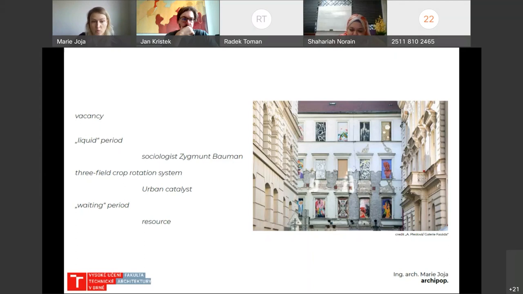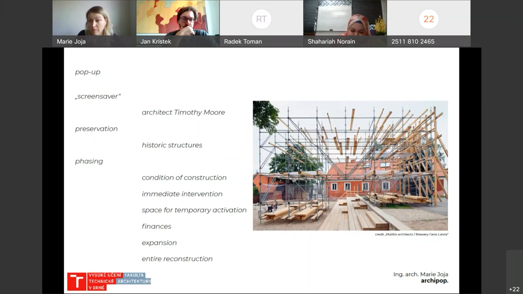And sometimes the temporary activity is called pop-up. It means that it really wants to focus and bring attention to the vacant space, and to promote the place, to start the conversation and then to start the work to bring a more permanent function there.